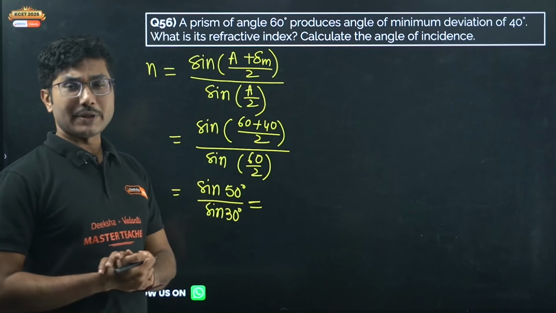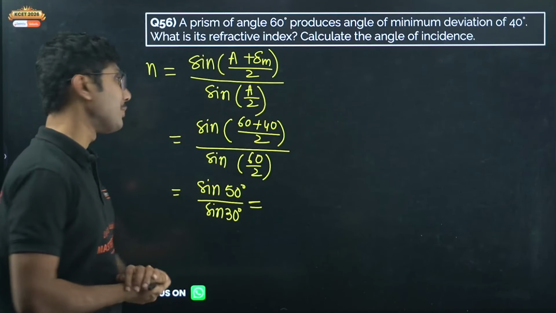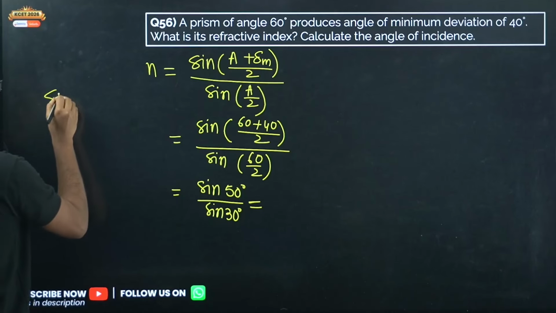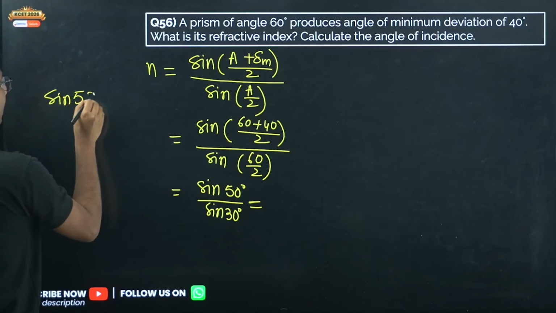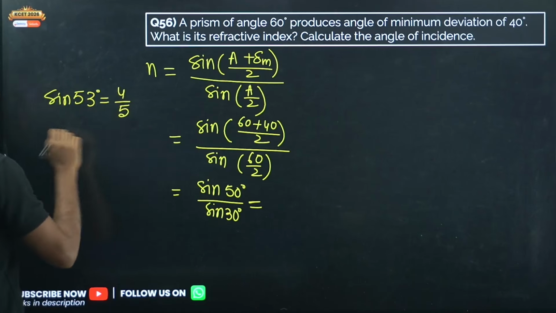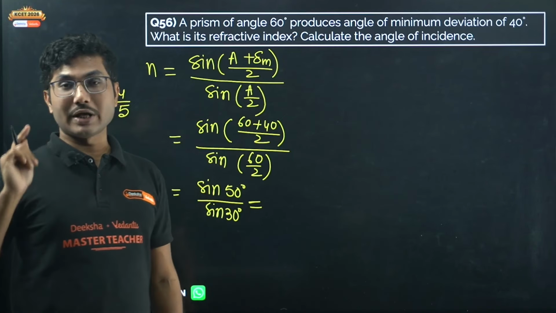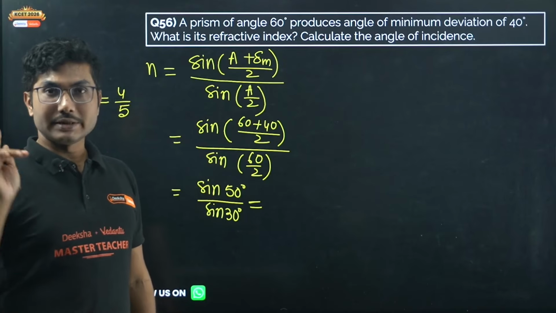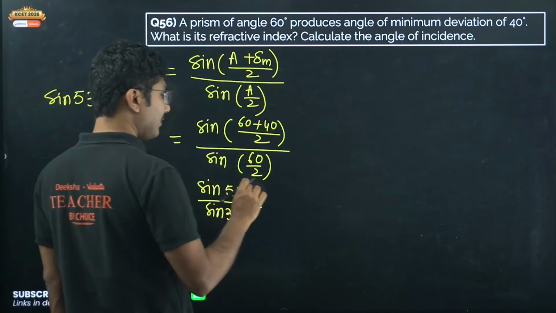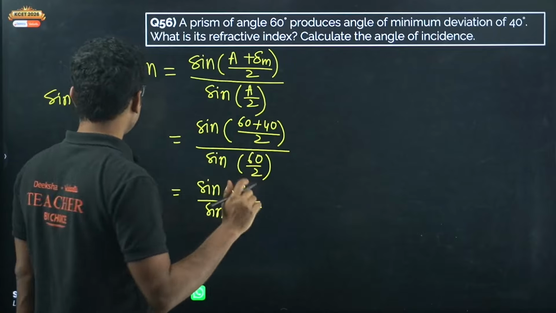But anyway, for sine 50, I will take this approximately as sine 53. Sine 53 is something we can easily find. Sine 53 is 4 by 5. So that value we will be taking. Remember, your calculators are not scientific, so you cannot calculate sine 50 degrees using that calculator. If it were a scientific calculator you could, but scientific calculators are not allowed.